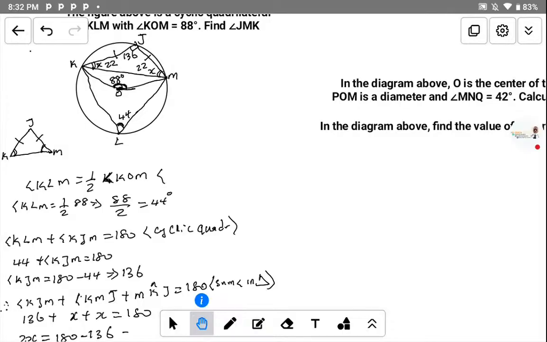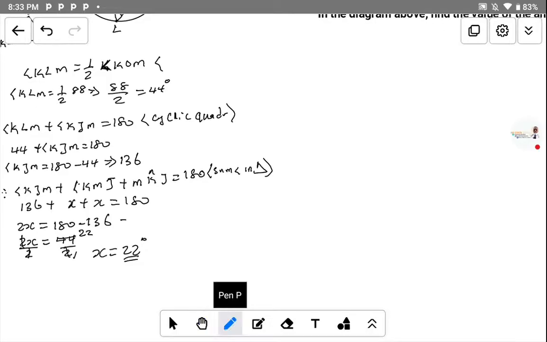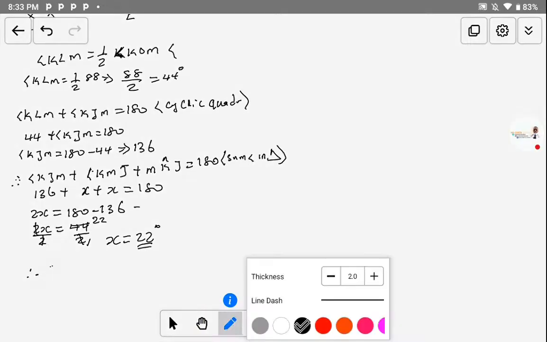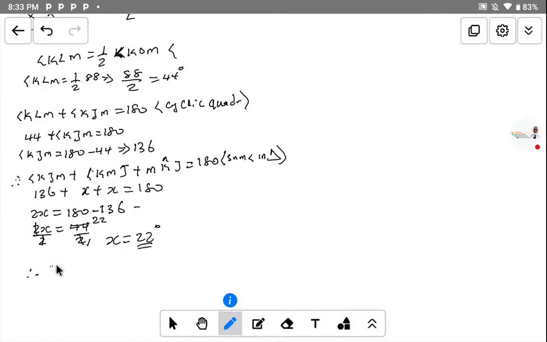Let me finish the statement, because it's very important to write the statement. If you're solving circle geometry in WAEC theory, it's very important to write the statement. So you can say, therefore the angle JMK is equal to 22 degrees. That is the answer, and that is step by step how to solve this mathematics question.